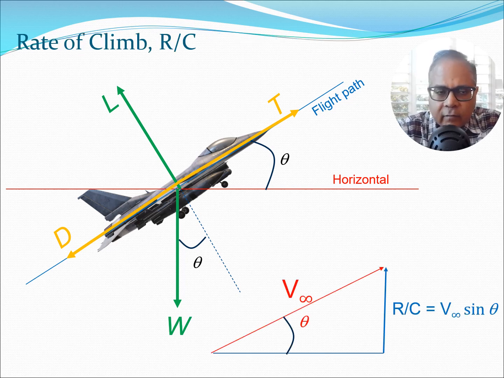So let's define what is the rate of climb. Essentially we use the symbol r/c to show rate of climb. And again, looking at the same figure here, we know that the velocity V infinity is along the flight path, and then there is the horizontal here, and then there is this angle theta. This is coming from geometry. And then we define rate of climb as V infinity sine theta, which is the vertical component of velocity. So essentially that is the rate of climb. It's the vertical component of the velocity of the aircraft.